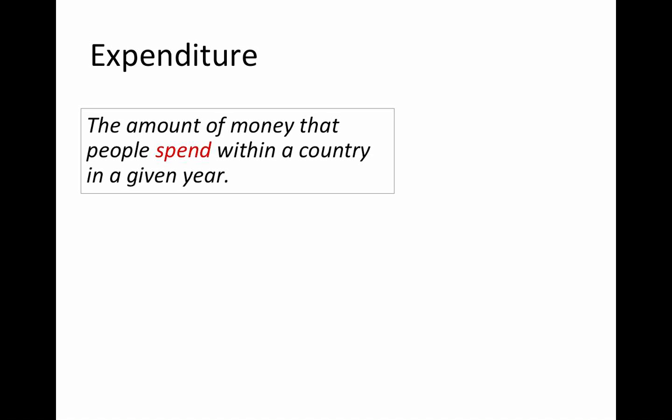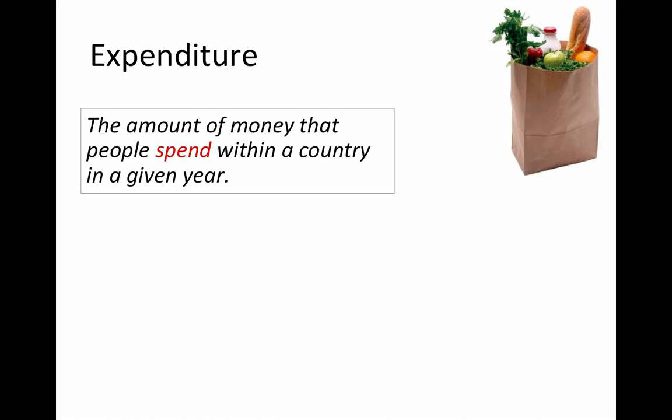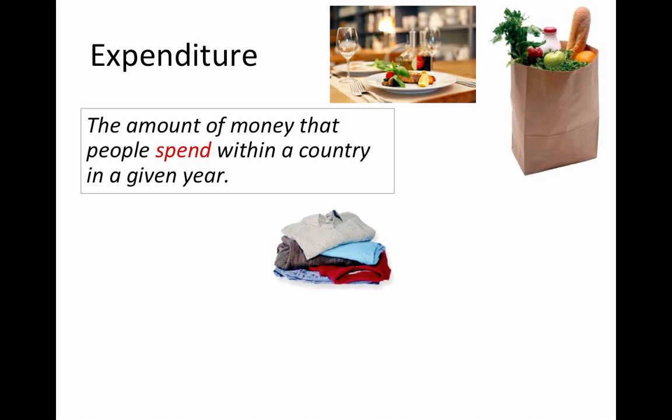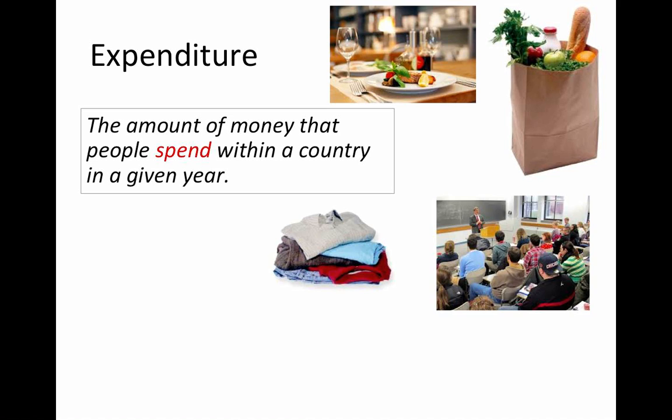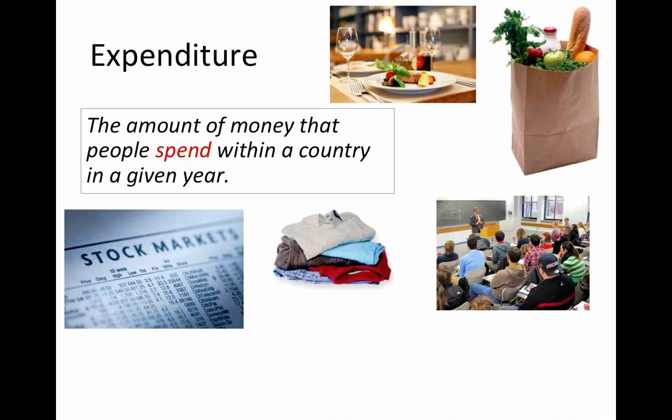The easiest way to understand this is to look at expenditures, or the amount of money that people spend within a country in a given year. So this includes the things that people buy, such as groceries or clothes. Similarly, it includes services that people pay for, like going to a restaurant or taking a university class. It also includes the stocks that people purchase and investments that people make, which are ways that people save their money.